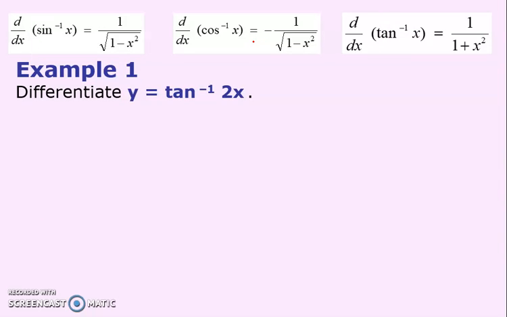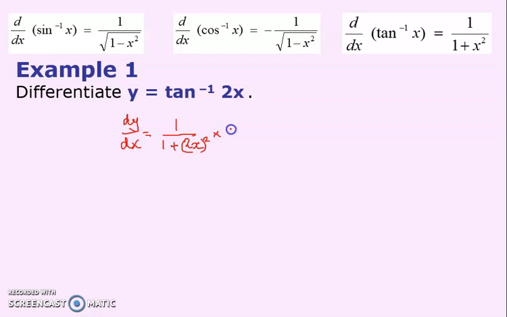Let's now put these rules into action with a few examples. Differentiate y equals the inverse tan of 2x. So, well, we already know that if we differentiate inverse tan, of course, we get this. So the big question is, what happens if it says 2x? So dy by dx is equal to, well, the obvious thing is to write 1 over 1 plus the 2x squared.